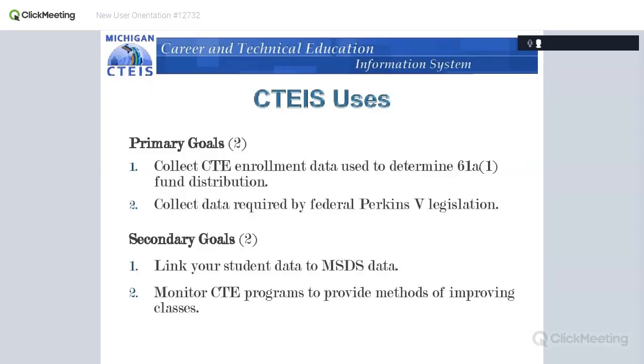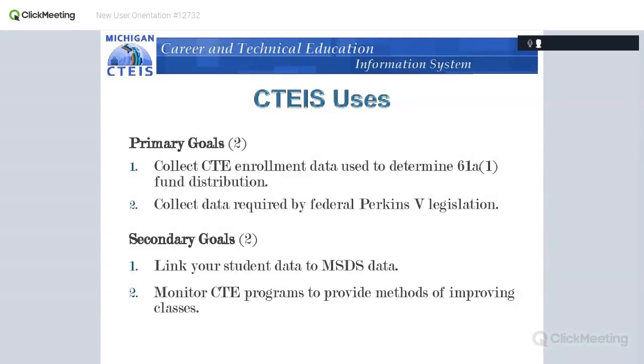CTIS itself has really two main goals. I used to talk about how it has two masters. The first one is funding. We use CTE enrollment data along with other data to determine a variety of different funding streams distributions. It used to be just a 6181 added costs, but now there's three or four different funding streams that all depend on enrollment information and a variety of different information like that.